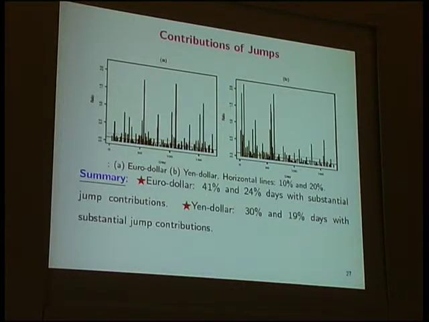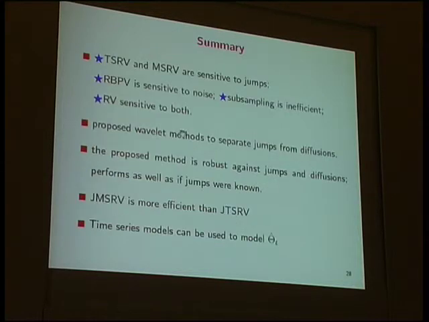As we see for euro dollar, there are 41% of days with a non-negligible jump contribution. That is, 41% of days have a jump contribution of more than 10%, and 24% of days have a jump contribution of more than 20%. For yen dollar, those numbers are a little bit quieter, 30% and 19% respectively. That is, the jump contribution is more than 10% or 20% on 30% or 19% of the days, according to our analysis.